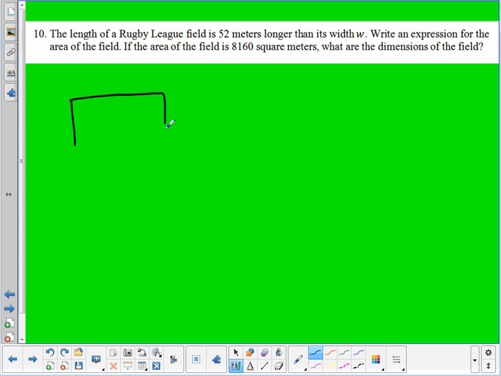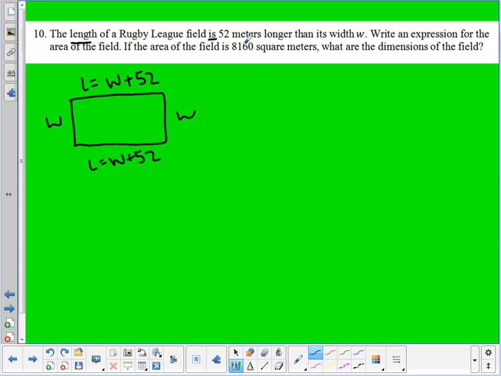This is a rectangle. We know that we've got a length, a width, and a width. And it says the length is 52 meters longer than width, so length equals width plus 52. That's going to be the same down here.